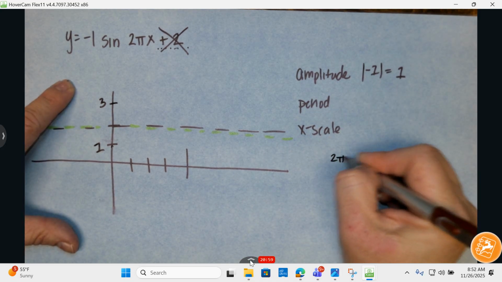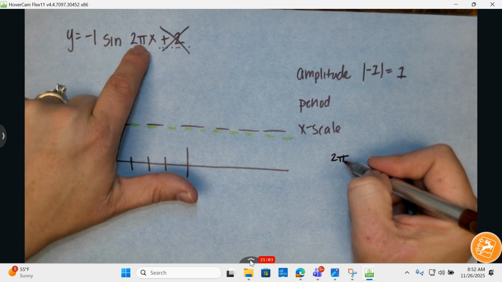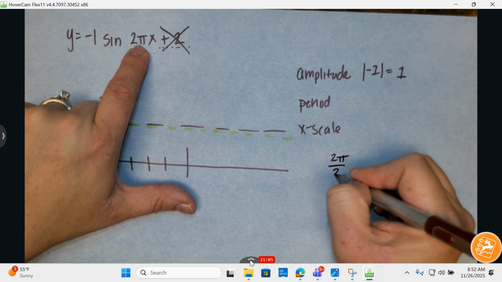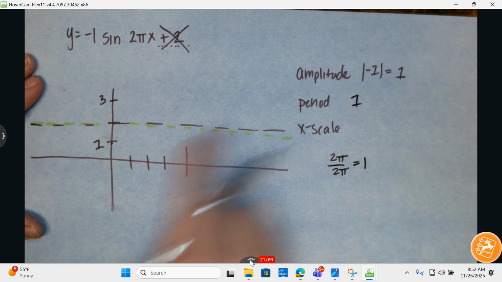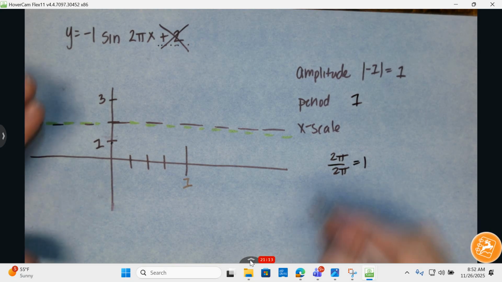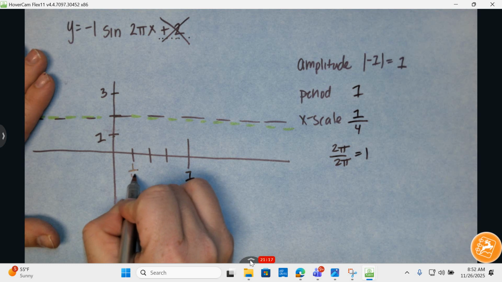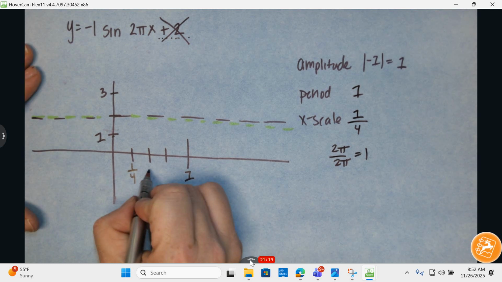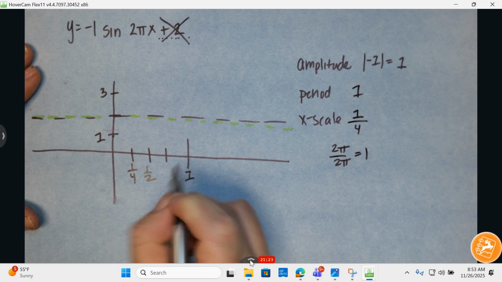How do I figure out the period? I'm taking 2 pi and dividing it by whatever is directly in front of the x and behind the function. So 2 pi divided by 2 pi is 1. So the period length is 1. That means after 4 steps, we're at 1. How do we find out the x scale? Take whatever the period is and divide it by 4. And at this point, you've learned we're going to take 2 times 1/4, 3 times 1/4, and so on.